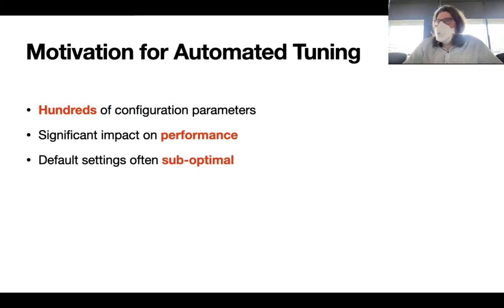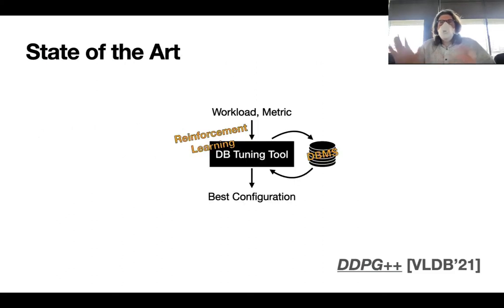Now, this problem is difficult because typically database management systems have hundreds of configuration parameters to tune. Also, different settings have significant impact on the performance that you see, and the default settings, they're often suboptimal for specific workloads and metrics. So doing this by hand is extremely difficult, which is why people have been working a lot on trying to automate this kind of tuning.